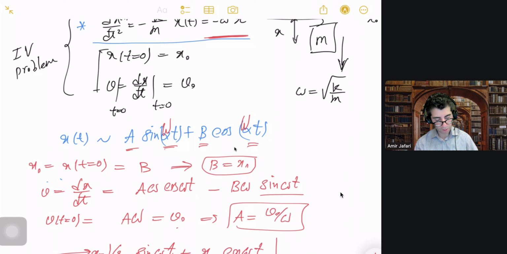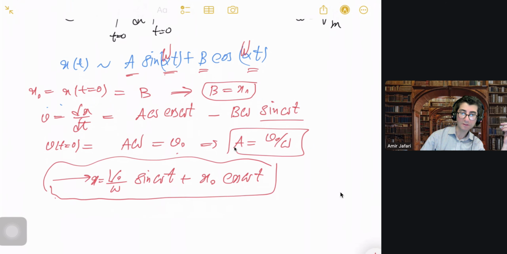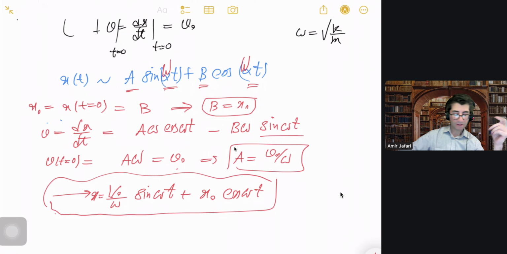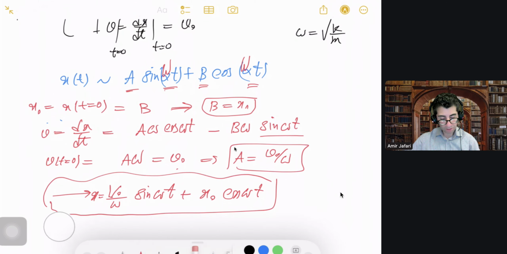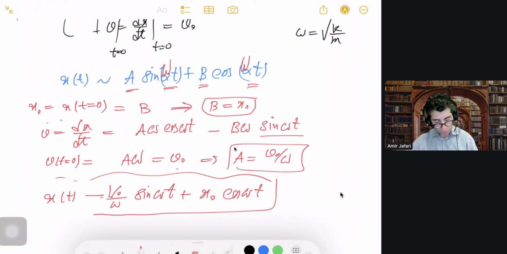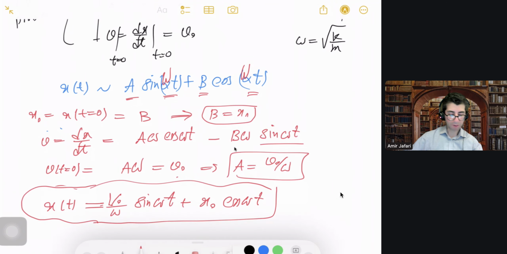This is one way of writing the solution. There are other equivalent ways. Let me write this properly. So this is your solution for the simple harmonic oscillator. And you see that it's written in terms of sine and cosine.